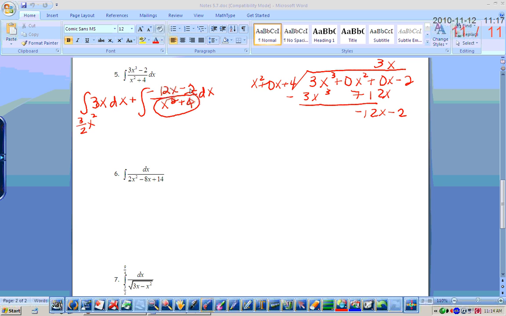Good. So let's separate the numerator, but keep that x squared plus 4 as one big quantity. So I am going to do plus the integral of negative 12x over x squared plus 4 minus 2 over x squared plus 4, but I'm going to pull the 2 out. I could have pulled the negative 12 out too.